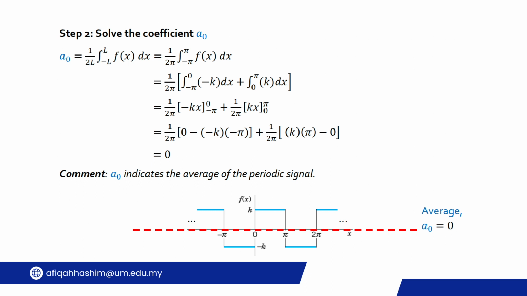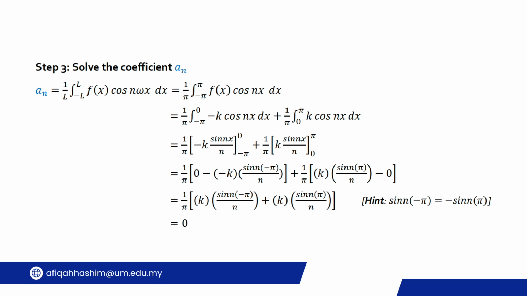See, a naught indicates the average of the periodic signal, so the average of the periodic signal is equal to 0. Step 3, find a n. As I told you, when the function is an odd function, the value of a n is equal to 0. But if you find the value of b n, you can get the output.